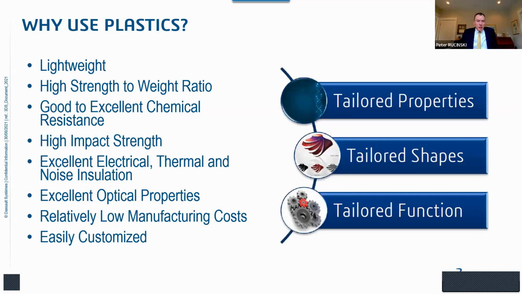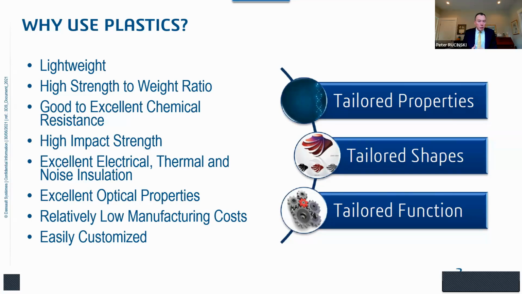Why do we use plastics in the first place? They're very lightweight materials. They have generally very high strength to weight ratios. Certain types of plastics have outstanding chemical resistance. I mean, there are certain kinds of applications in the world that just simply would not be possible without the chemical resistance of plastics materials. Plastics can have very high impact strength. They can be modified with rubber to achieve even higher impact strength. They are excellent insulators, in terms of electrical, thermal, and noise.